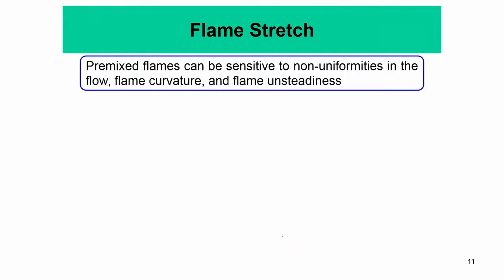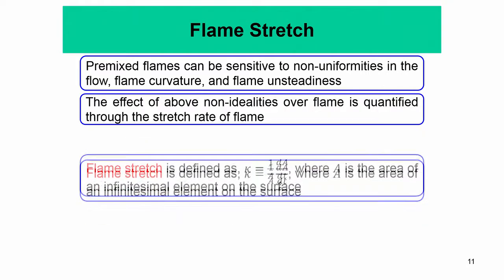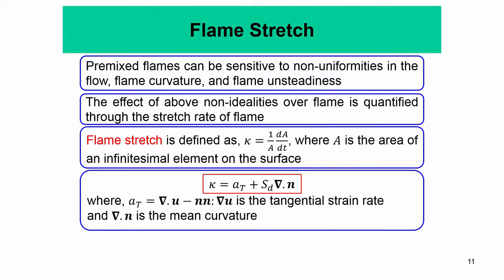And then we went to the concept of flame stretch, which is essentially the rate of change of surface area per unit original surface area, and we saw that the rate of flame stretch has two parts, the tangential stretch rate and the SD times the curvature.